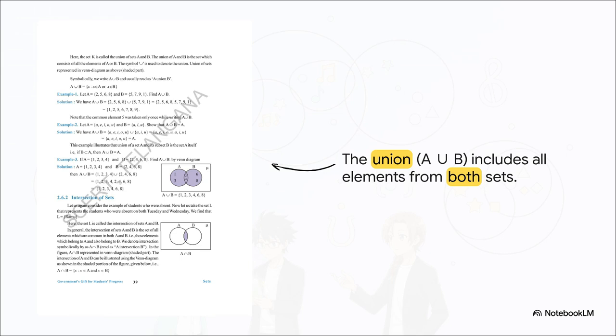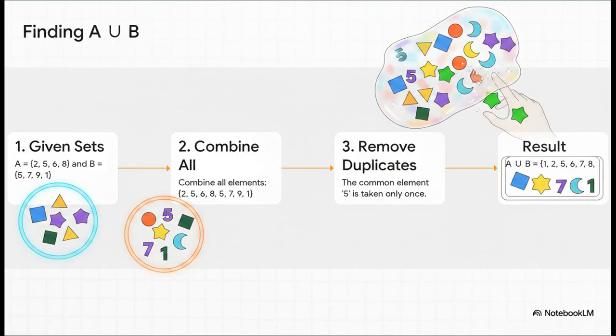The union is literally everything you see shaded in, the whole area of both circles. If something is in set A or in set B or even in both, it's in the union. It's the whole shebang. So let's walk through how to actually find a union step by step. First, you just take all the elements from set A and all the elements from set B and throw them all together in one big list.